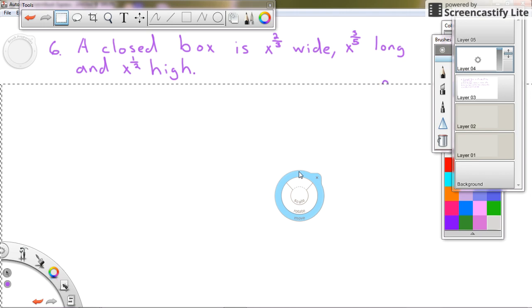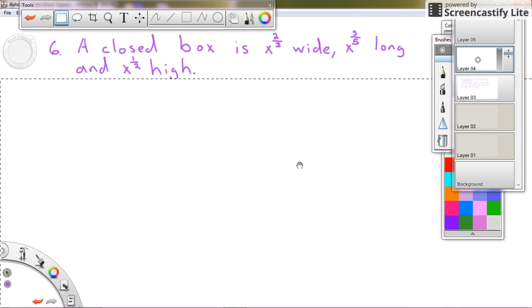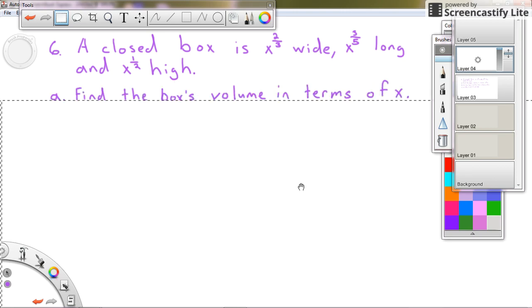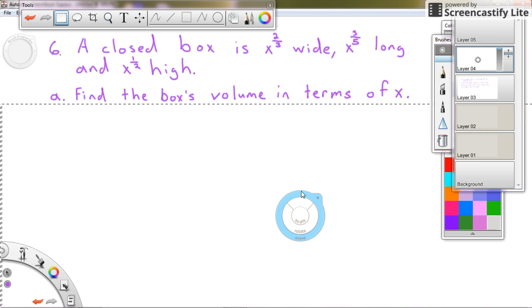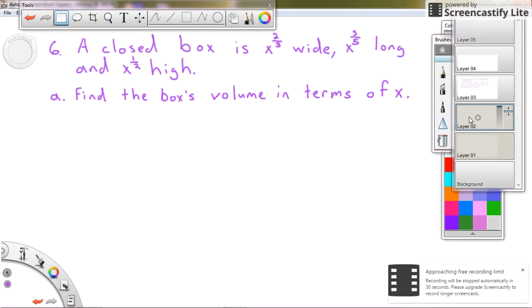Okay, great. It doesn't mean anything. I mean, I don't know what x is. If I knew what x was, then I could find out how big this box is. But right now, they're just giving us information. Okay, find the box's volume in terms of x. Well, we know, can I write on this? Oh no. I'll have to make this in 2 videos because I'm running out of recording time.